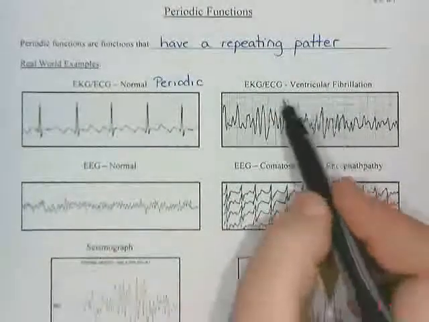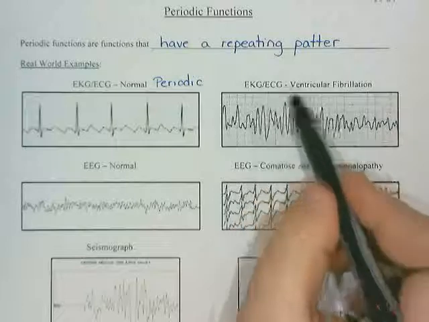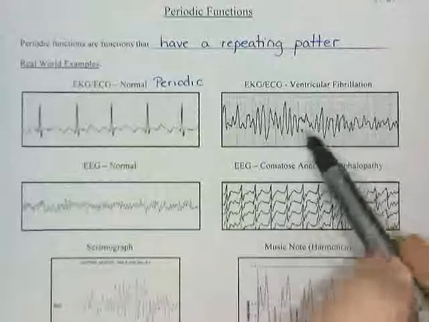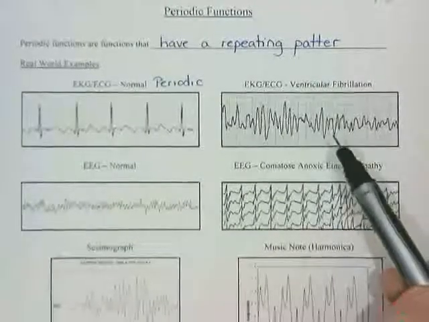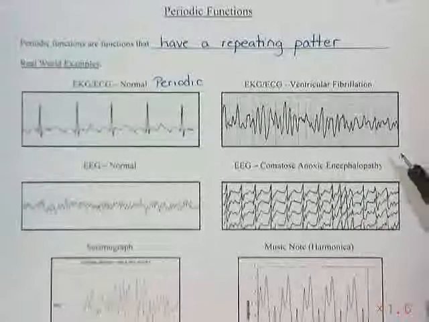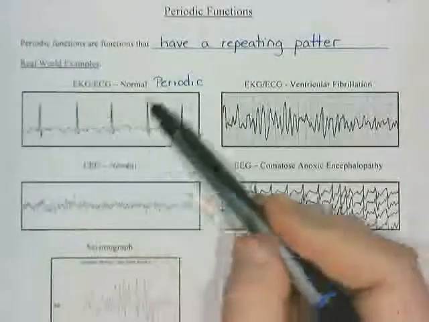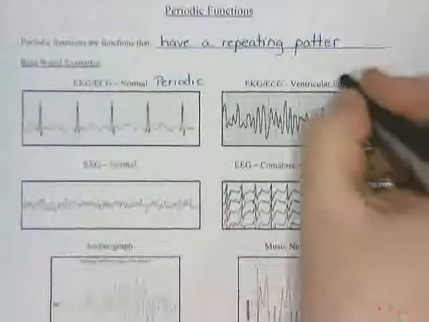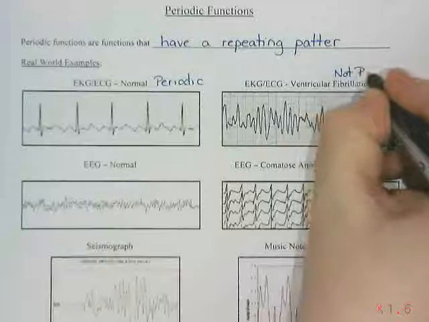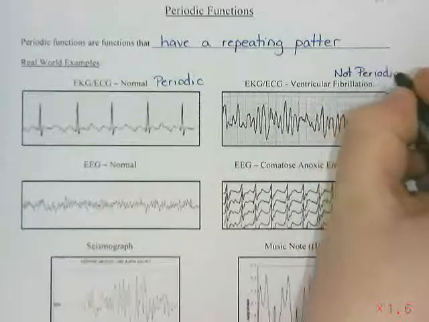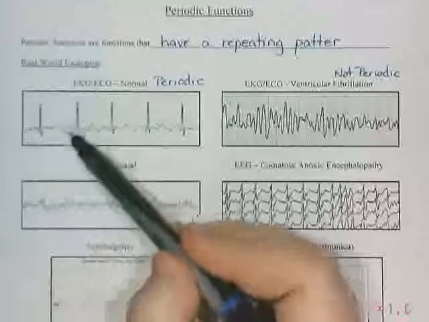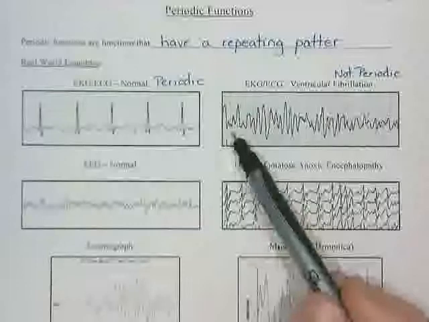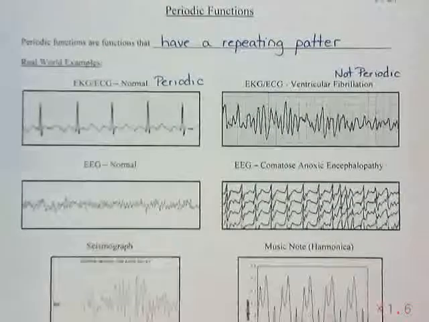Now an ECG or an EKG that is not normal, so here we've got ventricular fibrillation. That would be when your heart rate's just racing like crazy. So it's got an irregular beat, it's just beating like crazy. It's not the nice steady rhythm that your heart is here. This one here would be not periodic because I do not see a pattern there. So with your heart, you'd like it to have a nice steady periodic rhythm because it's going to be beating at regular intervals, and when it's not periodic, that's not really a good thing.